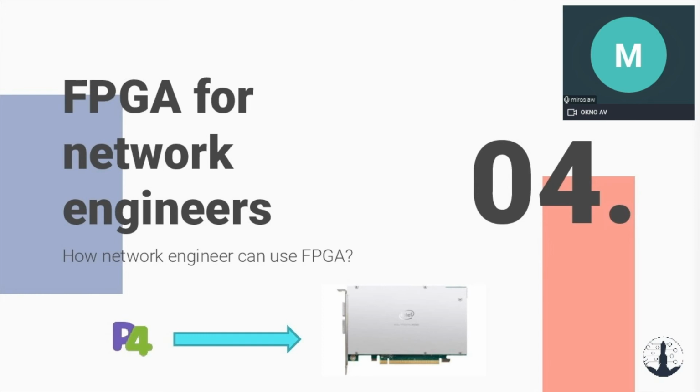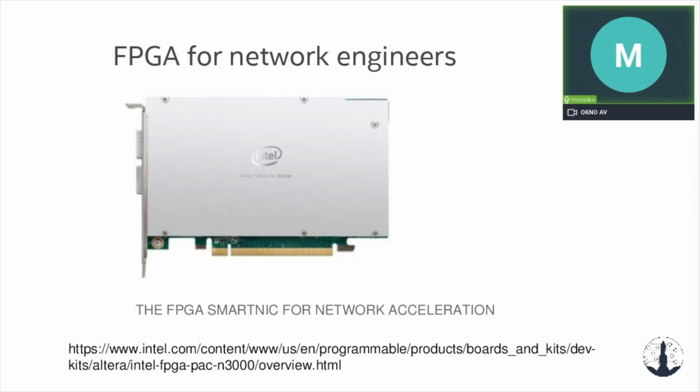Okay, right now I want to shortly tell you something about FPGAs for network engineers, and how network engineers can use them. My colleague from Intel today gave a more detailed description of the N3000 card, which is called the FPGA Programmable Acceleration Card, and it is a good start. It is a card with an Intel Arria 10 FPGA and has 4x25 or 8x10 gig interfaces, and it has Gen 3 x8 interfaces connected to PCI.